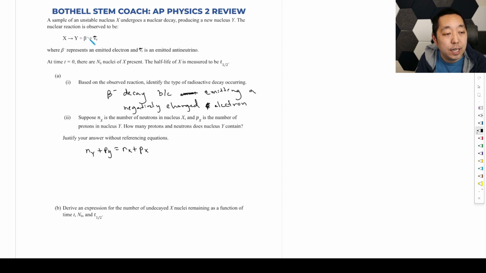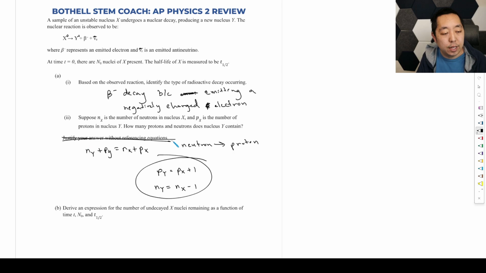However, because we have a negative charge here, we're going to have one more proton over here in order to keep the charge balanced. Let's say this net charge was 0. We're going to need a positive charge to cancel out that negative charge. So what that means is a neutron had to get converted into a proton in this reaction. So the number of protons in Y has to be one more than the protons in X, and the number of neutrons in Y is the number of neutrons in X minus 1, right?